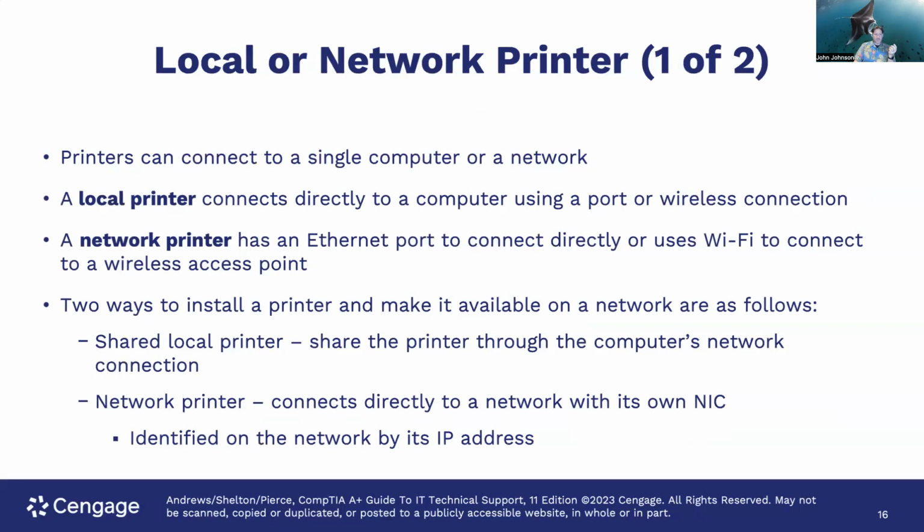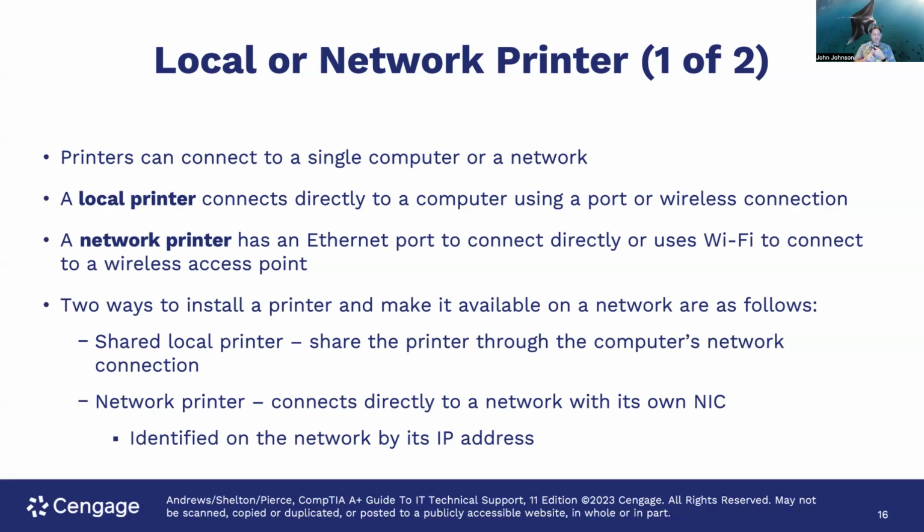So a local printer connects directly to a computer using a port or a wireless connection, and a network printer has an Ethernet port, an RJ45 connector in the back to connect directly, or you can use Wi-Fi to connect to a wireless access point. So the 2 ways to install a printer and make it available on the network are as follows.